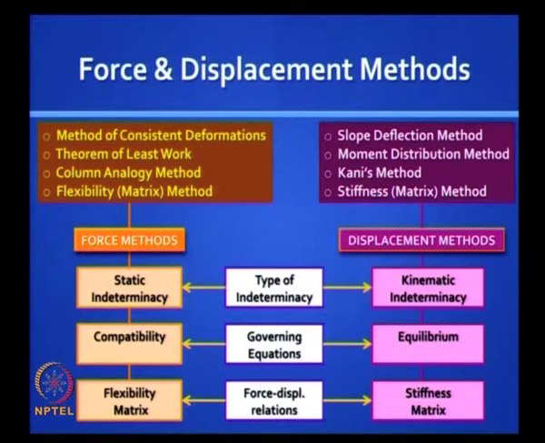We had looked at this slide earlier. This compares broadly the difference between force and displacement methods. In force methods, we look at static indeterminacy. The unknowns are forces, which we refer to as redundants. In displacement methods, we refer to kinematic indeterminacy. Here the displacements are the primary unknowns, the degrees of freedom.